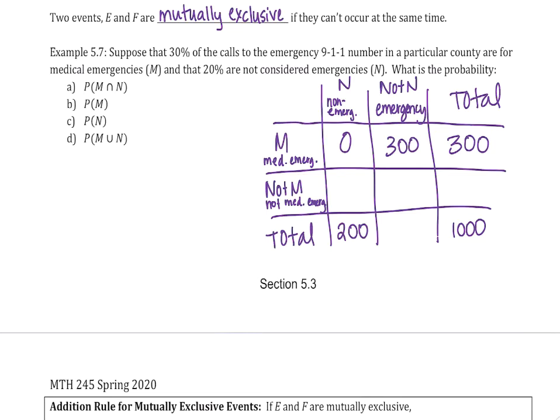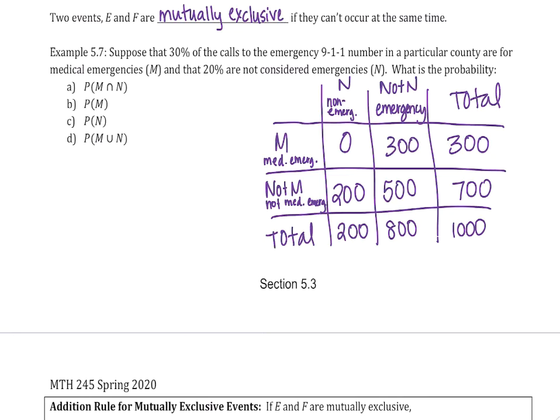So we have a total 300, and now we can work backwards. I know that there's 0 non-emergency medical emergencies, which means that there are 200 calls that are not medical emergencies. Well, what about the rest of them? Well, if we've accounted for 200 of the calls, that means 800 of the calls are going to be emergencies. And that also tells us then that there will be 500 emergencies that are not medical. And now we can add those across and get 700. So we have our table, and now getting the probabilities is just looking at the table.